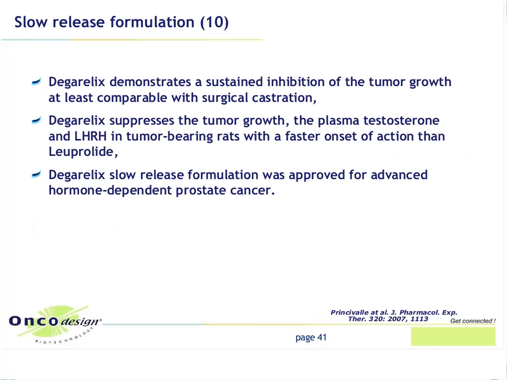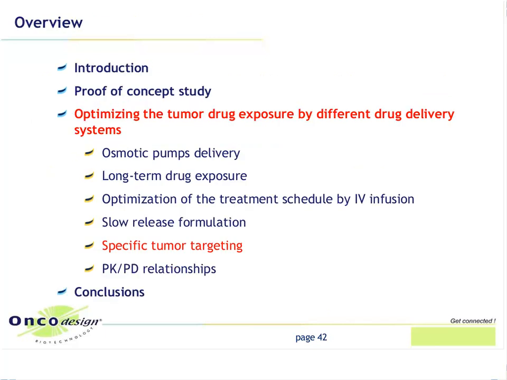So the drug demonstrates a sustained inhibition of the tumor growth, at least comparable to surgical castration. It suppresses the tumor growth, plasma testosterone, and LHRH in tumor-bearing rats with a faster onset of action than leuprolide. And as mentioned before, the slow-release formulation was approved for advanced hormone-dependent prostate cancer about 5 years ago in both US and Europe. So I cannot finish without an example of a specific tumor targeting and without any imaging data.